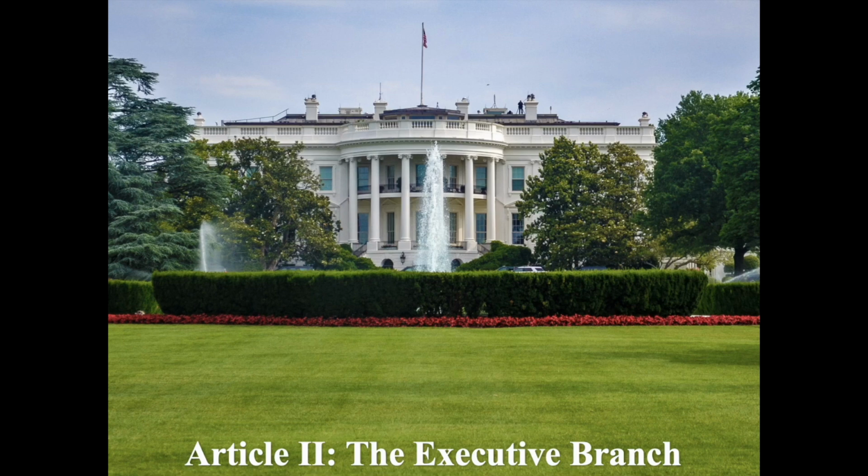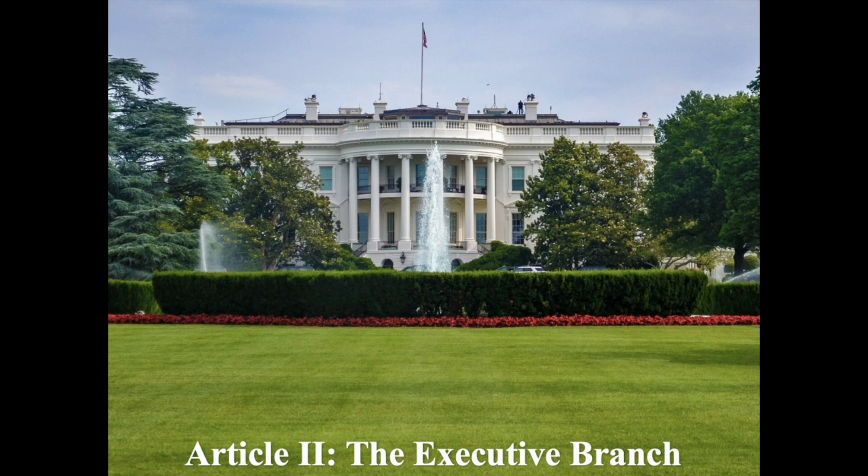Article 2 of the United States Constitution outlines the nature and powers of the executive branch. There was no executive branch or chief executive officer under the Articles of Confederation. Thus, Article 2 was a new and significant development in the new federal Constitution.